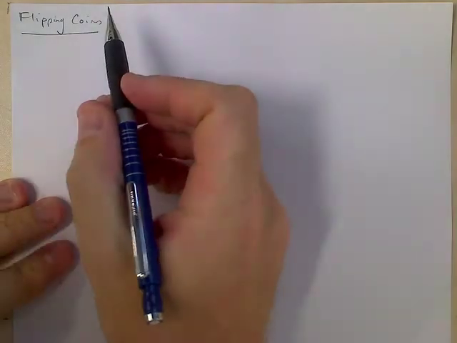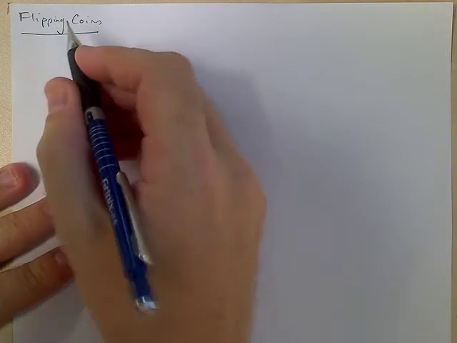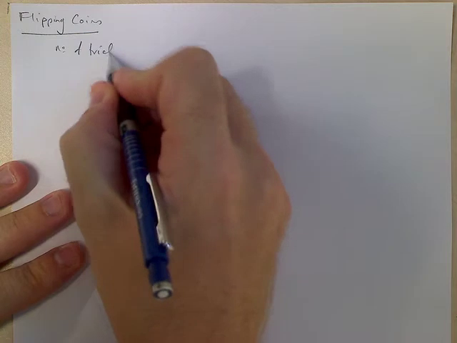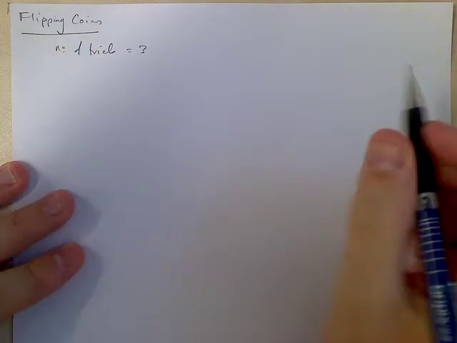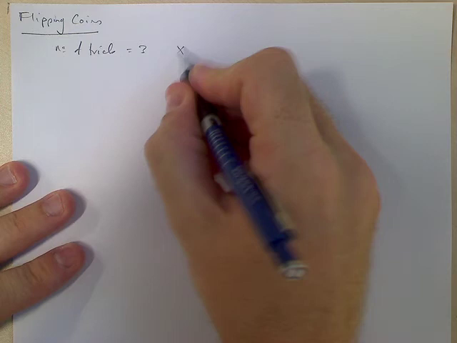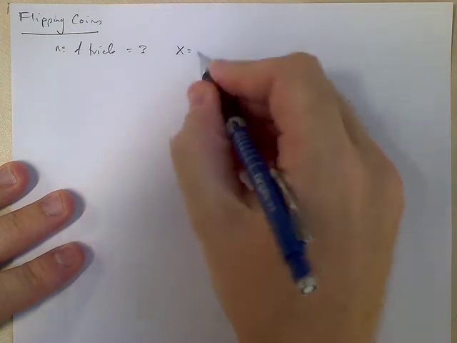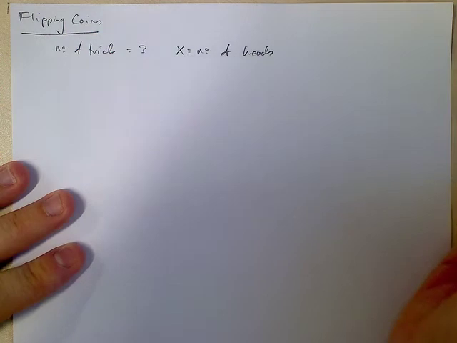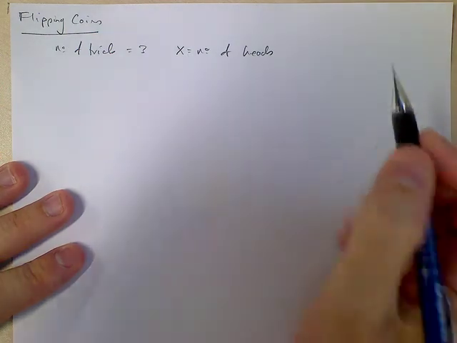I'm going to solve the flipping coins problem. So let me just jot down some of the key information. My number of trials, I'm going to call them, is 3. I'm going to do this thing 3 times. And I'm really interested in counting the number of heads. So x is my random variable, my discrete random variable in this question.